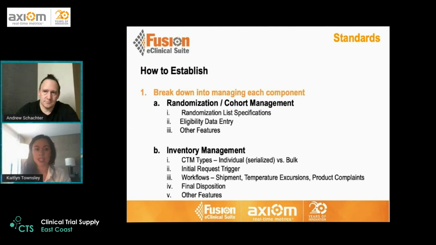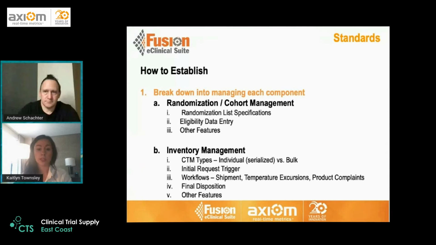On the inventory side, when we're looking at setting up standards, we want to think about our different CTM types. So are we using individualized versus bulk? We should have a plan in place in case we need to use bulk, even though usually we use individual. Can we standardize how we trigger that initial shipment to the site, or how the initial inventory is sent to the site? We need to think about the different workflows that might be in place for that inventory, from the shipments with our depot or multiple depots.